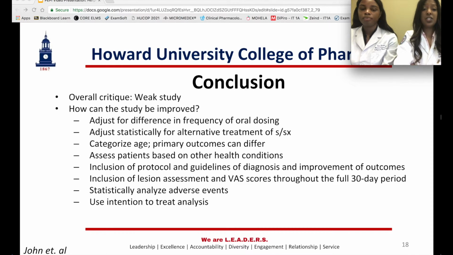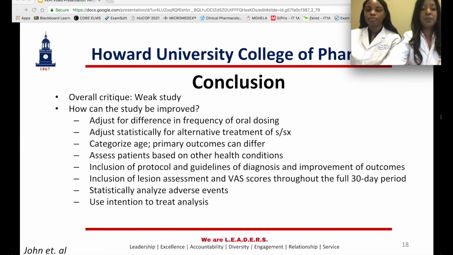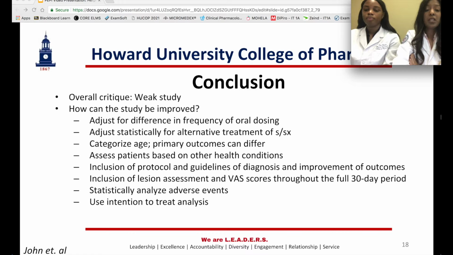Also, adjust statistically for alternative treatments of signs and symptoms. We talked about analgesics for pain, anti-itch medications, as these affect the VAS scores that patients are reporting on. Categorize age. It is known that herpes is more common in the elderly, and it does affect them differently as well. So maybe categorizing the age component. Assess patients based on other health conditions. So other conditions, with them being immunocompromised, other heart conditions.